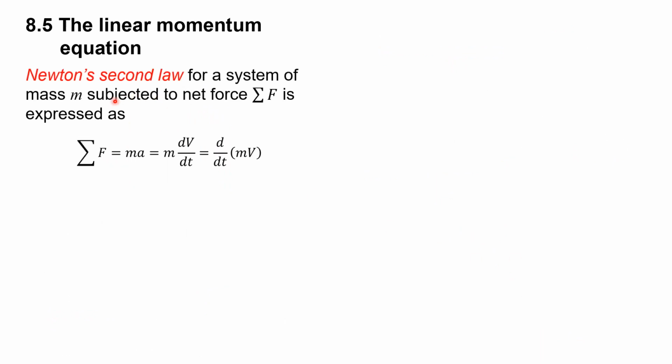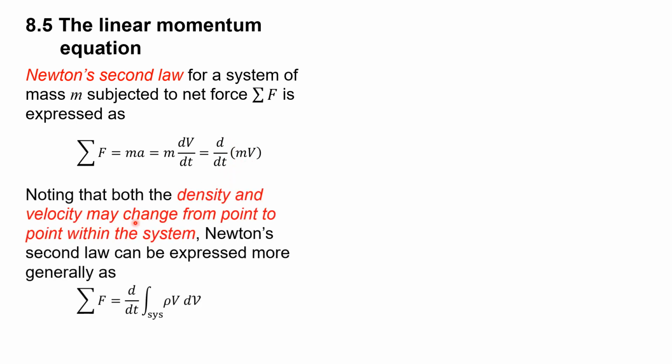Okay, so 8.5, the linear momentum equation. We know it is mv. So it is coming from Newton's second law. And for a system of mass m subjected to the net force, summation of F, is expressed as, we know Newton's second law is F equals ma. So we can convert it like how we have seen in the previous slides. So m dv over dt is equal to d(mv) over dt.